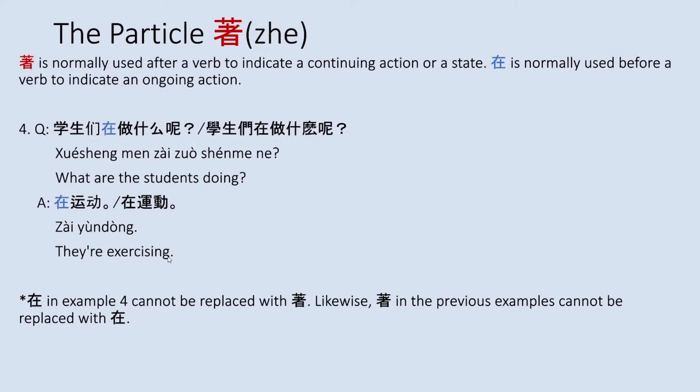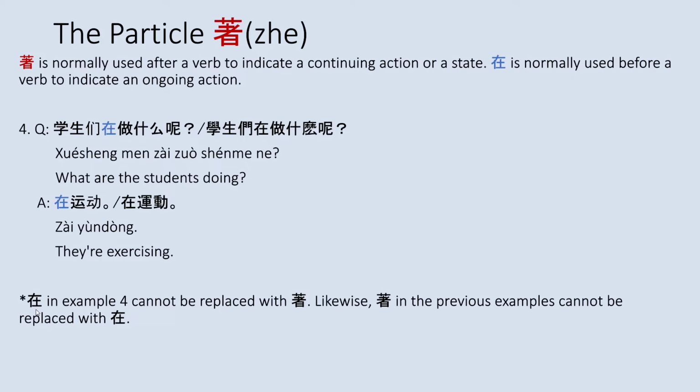They're exercising. For the question part of this example, 学生们在做什么呢? You are asking what the students are doing right now. So the action that they are currently doing. For 在 in this part of the example, 在运动, you are saying that the students are currently exercising. They are in the action of doing exercise.